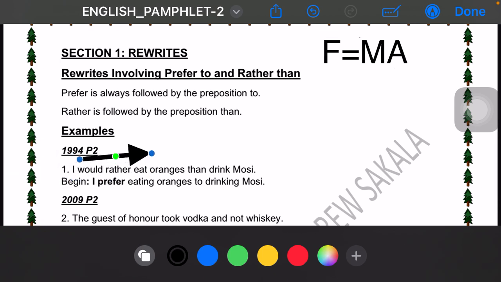I would rather, just know that in order for me to join those two sentences, I need to use a preposition known as what? Than. So rather always goes with what? Than. Or rather is always married to what? Than. So where do you put this than or to is where when joining two sentences. I hope it's clear. You have example here. Example here is clear. Let's look at example 4.